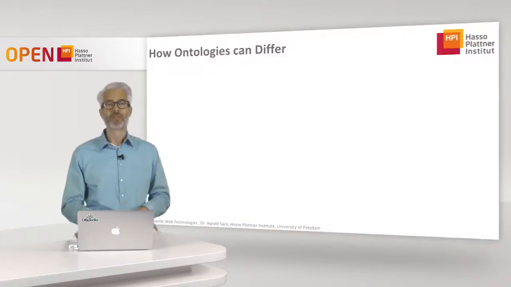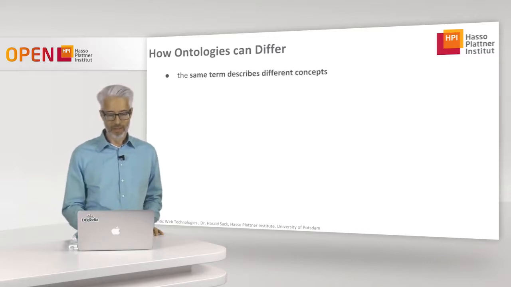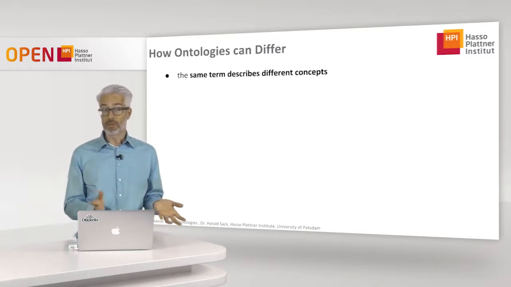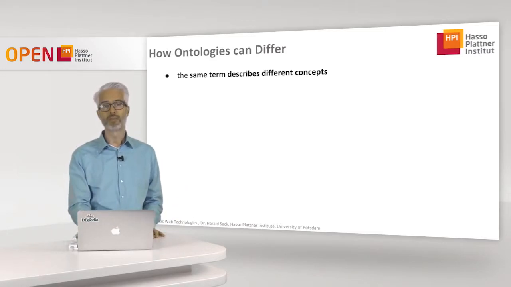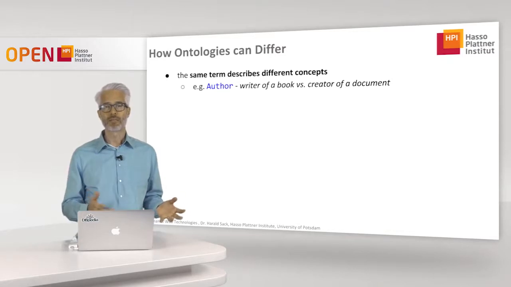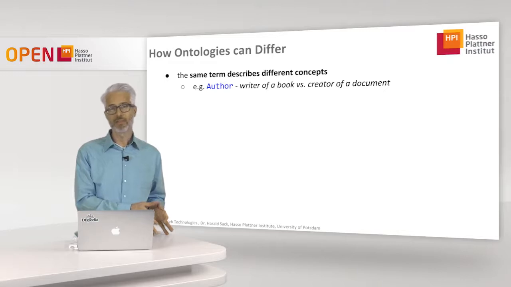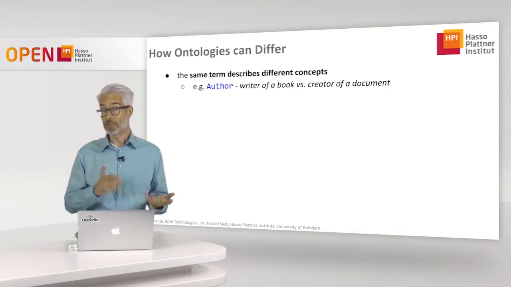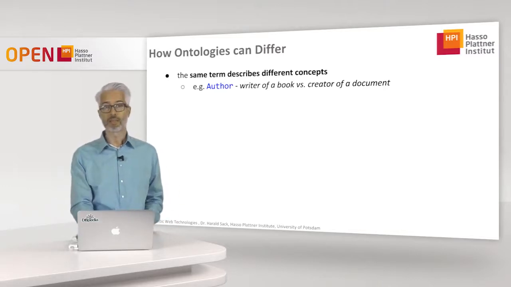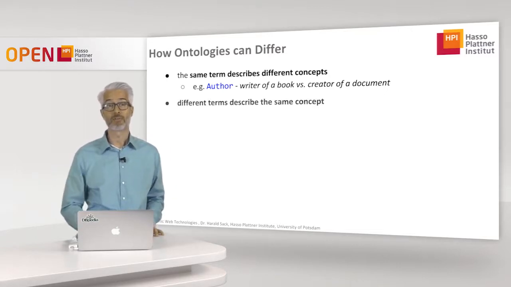Okay, so let's first talk about how ontologies can differ. Like in language, the same term in an ontology might be used to describe different concepts. For example, an author can be used as the writer of a book, but also simply as the creator of a kind of document, which does not necessarily have to be a book. So these are different concepts, but you might name them in an identical way. So simple name matching might sometimes be misleading.